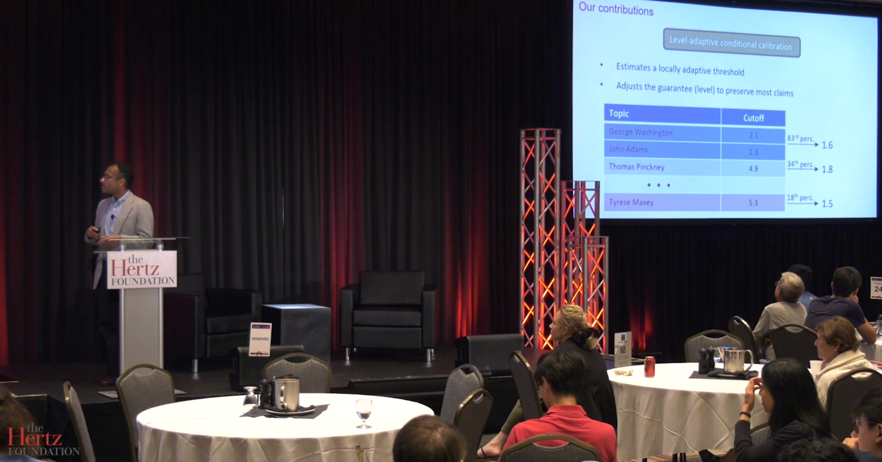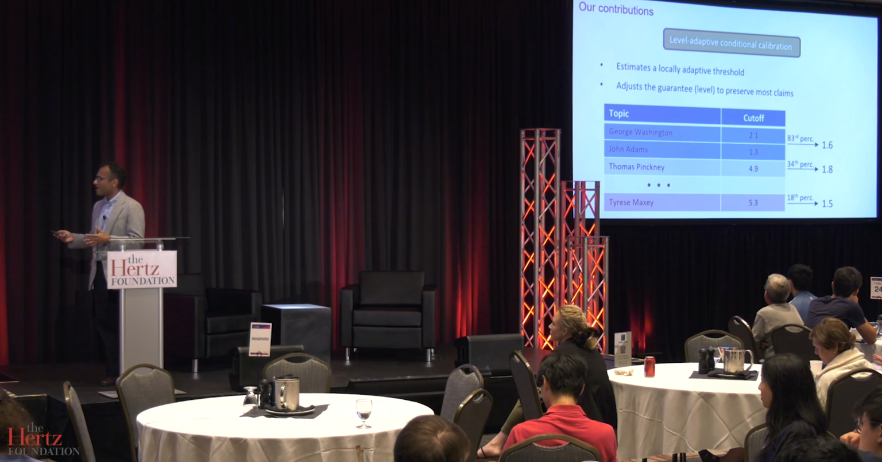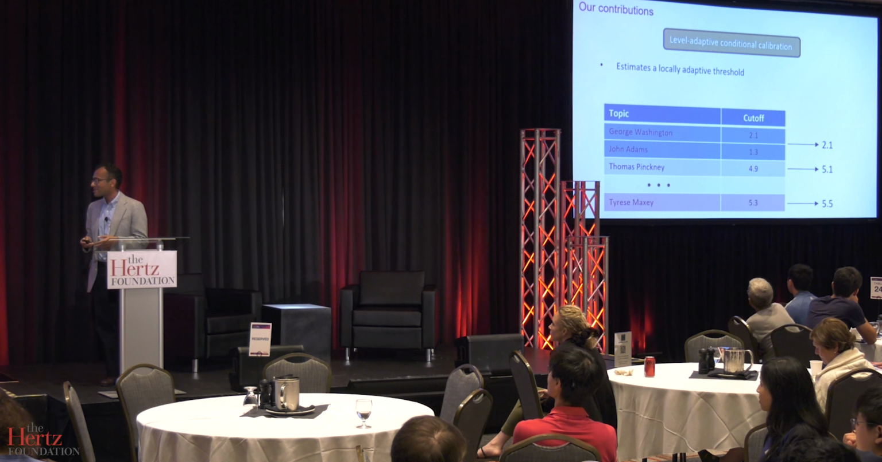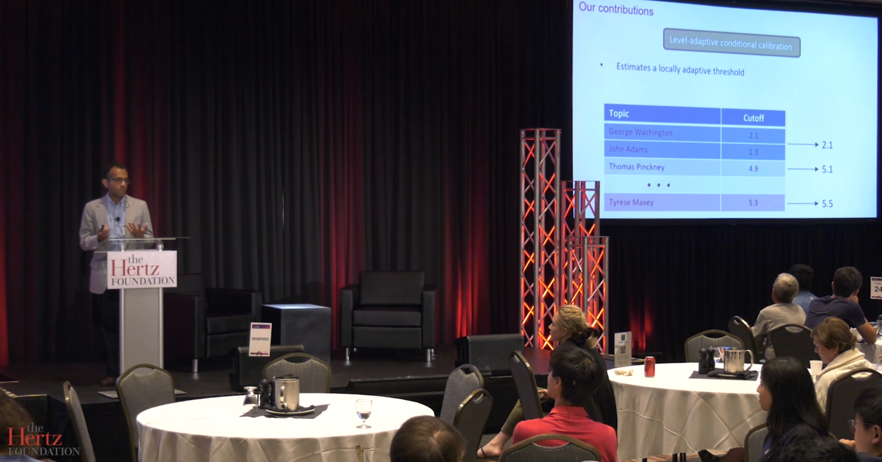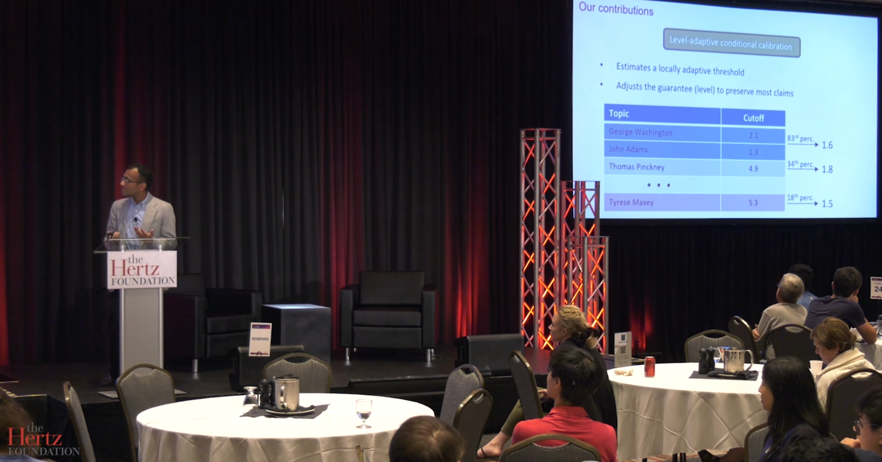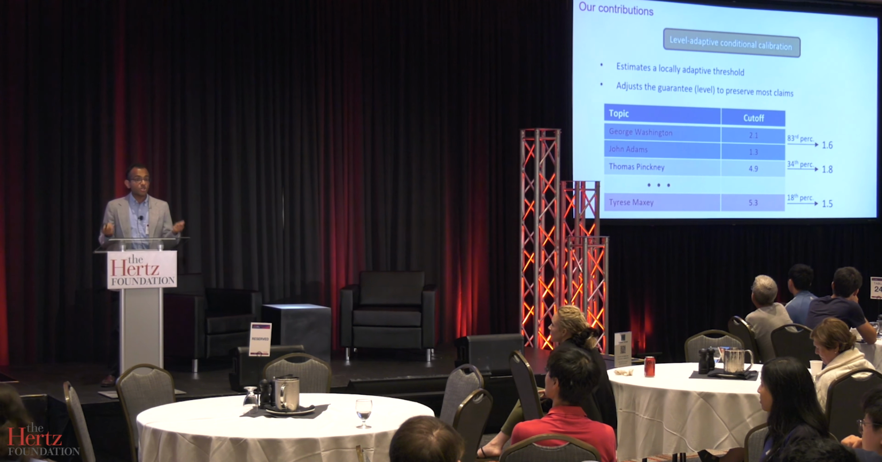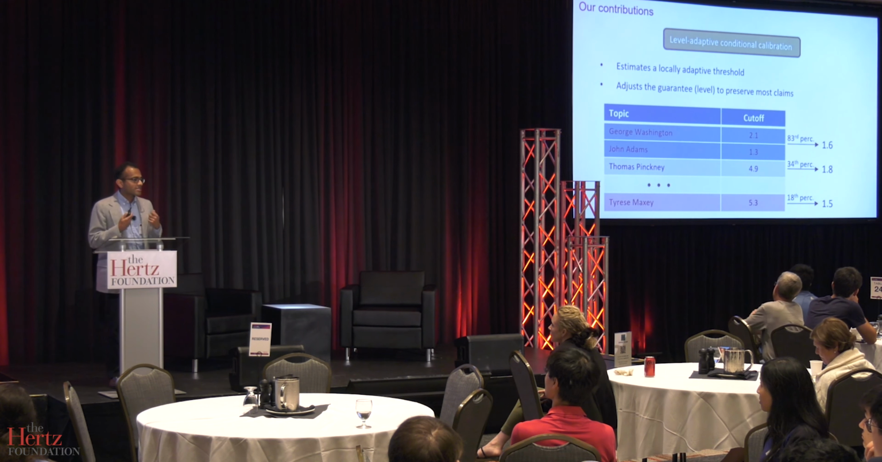Okay. So once I have this, though, it's still not enough, because if I go back to the previous example, you'll see that the thresholds for Pinckney and Maxey are still far too high to preserve most claims. So what I'm also going to do is learn how to adjust the guarantee for each output in order to ensure that I preserve most of the output. So in other words, maybe there are some people where I can just never guarantee a 90% chance of factuality.